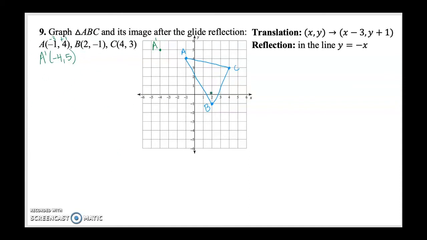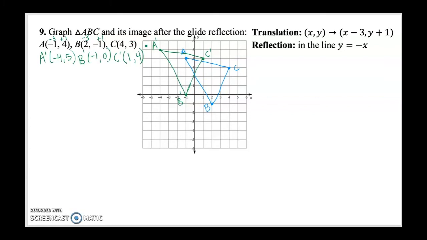So then B prime, so again we're moving this 3 left and 1 up, or we can subtract 3 from 2, and that would give us -1, and adding 1 to that one gives us 0. Right there, -1, 0 is where we ended up. Then last we've got C prime, so subtract 3 from 4 is 1, add that 1 to 3 is 4, so 1, 4 is where C prime is. So that is where our middle step is.